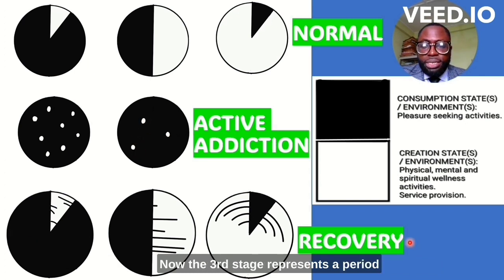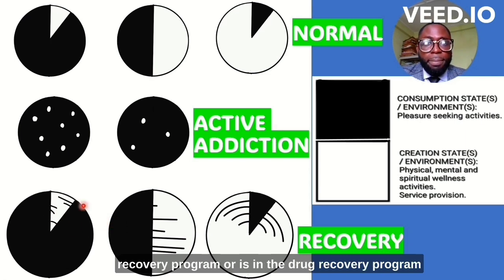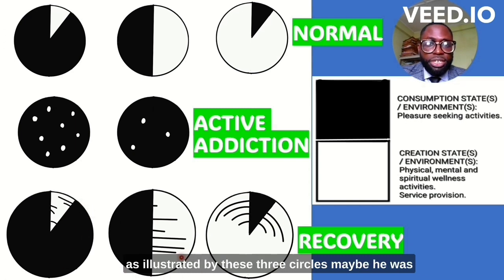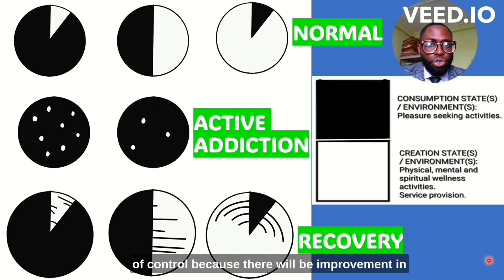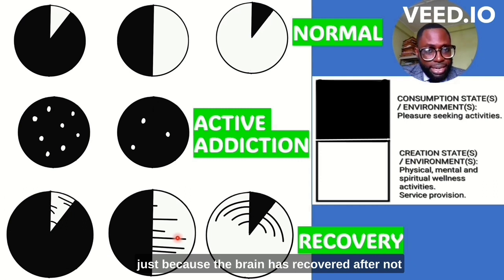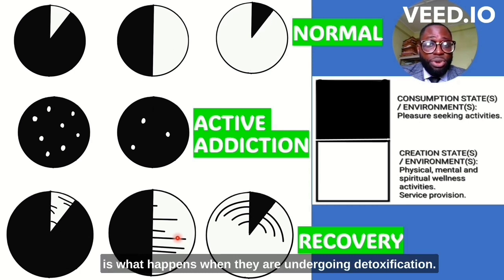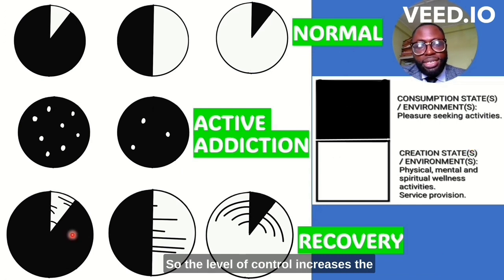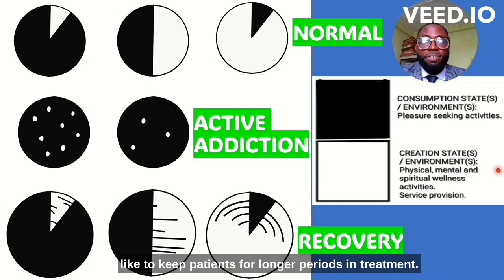Now, the third stage represents a period of recovery, post addiction, in recovery. After the individual has gone through the drug recovery program or is in the drug recovery program, as illustrated by these 3 circles, maybe he was kept in a church, or maybe he came to a hospital for drug rehabilitation, he will at some point regain some level of control because there will be improvement in withdrawal symptoms, there will be improvement in craving, just because the brain has recovered after not being exposed to drugs for some time, which is what happens when they are undergoing detoxification. So the level of control increases the longer they stay away from drugs. I guess that's why most churches or rehab centers like to keep patients for longer periods in treatment.